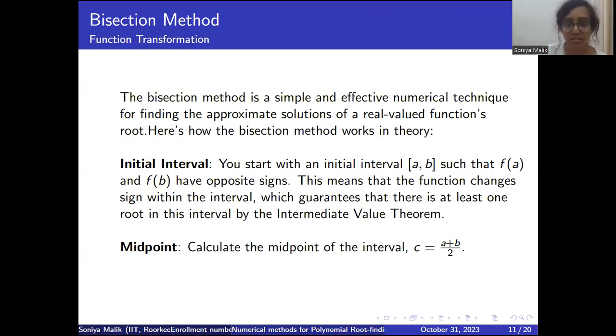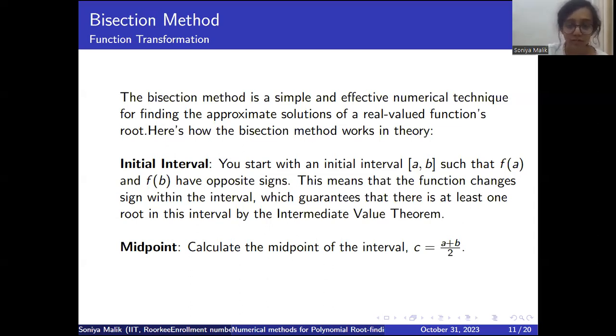The bisection method is a numerical technique to find an approximate solution of a real-valued function root. So how does this bisection method work? Basically, we have to choose an interval, say a to b. Then we have to calculate the value of the function at these 2 points, a and b. If f(a) and f(b) have opposite signs, this guarantees a root in this interval.